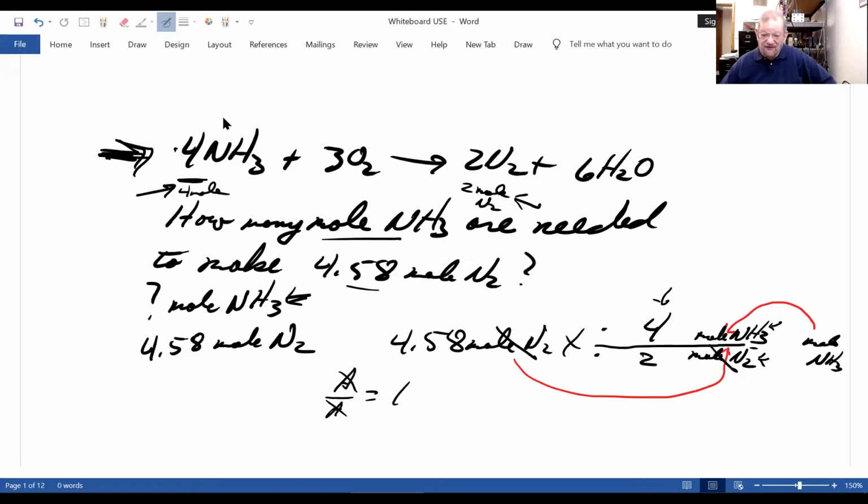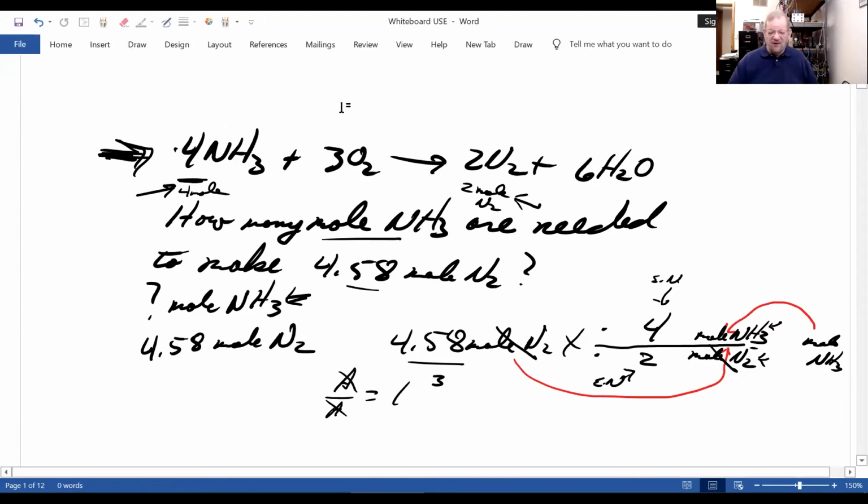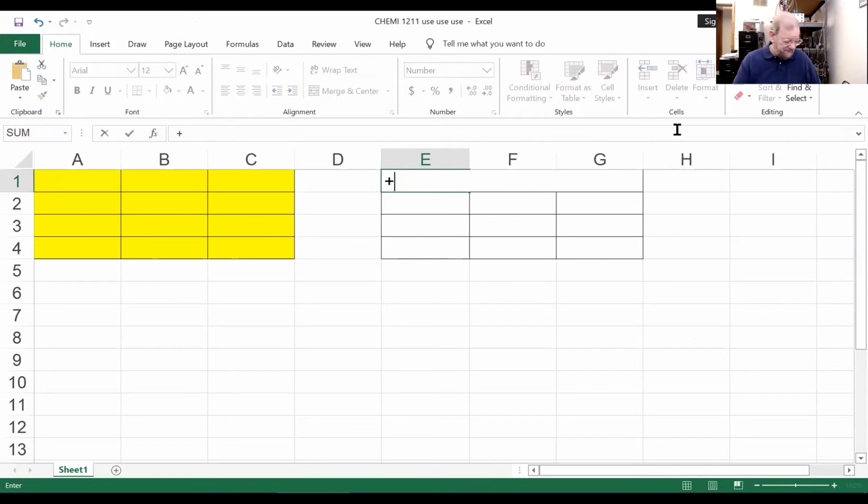Remember, as I forgot last problem, and so I better make a note. Remember, Dr. White, these are exact numbers. And therefore, this is the only number that will determine the significant figures of my answer, and it's 3. And now I'll take 4.58 times 4 divided by 2. And I'll go to my calculator, even though I probably could do it in my head, but let's not.